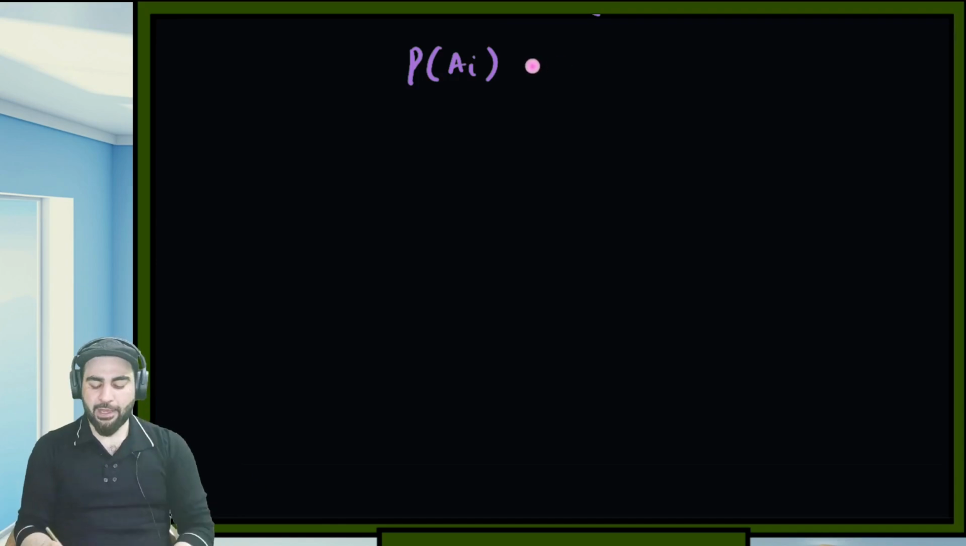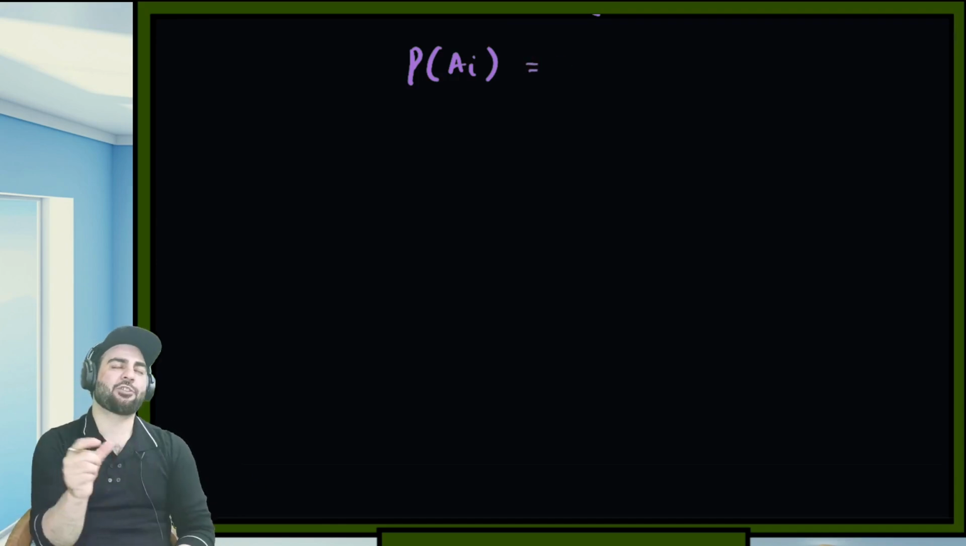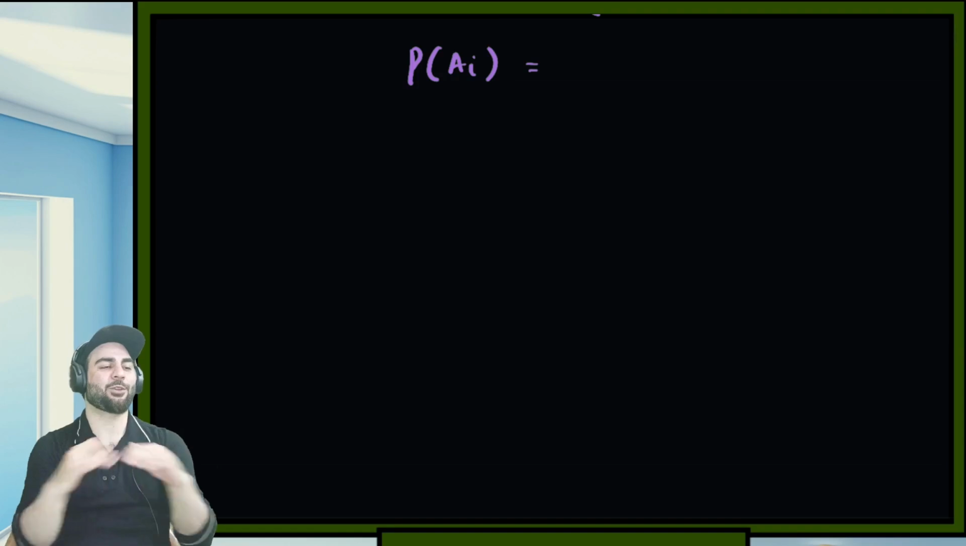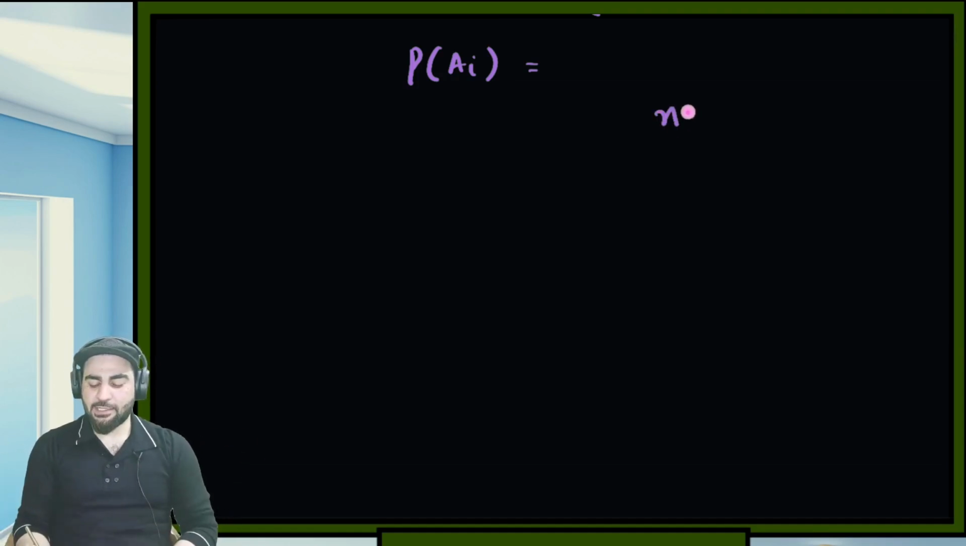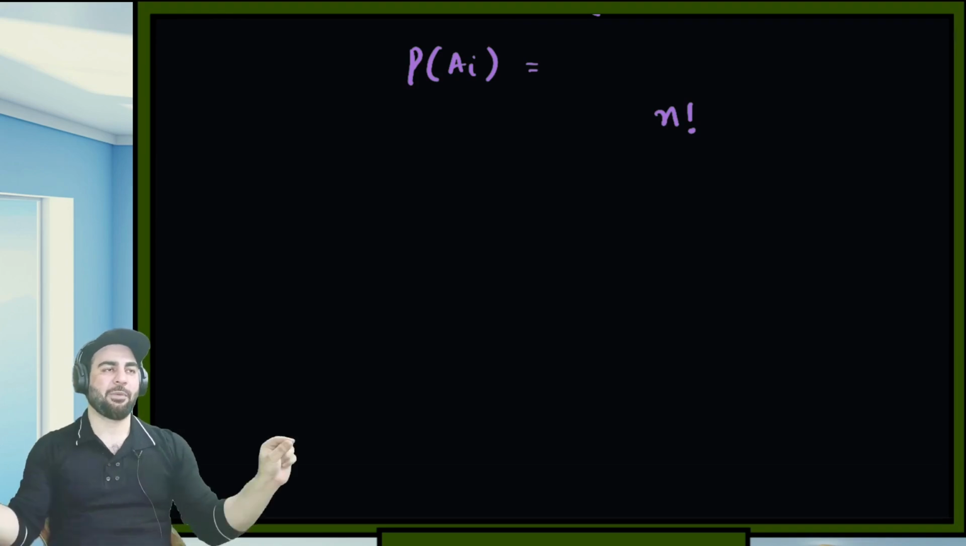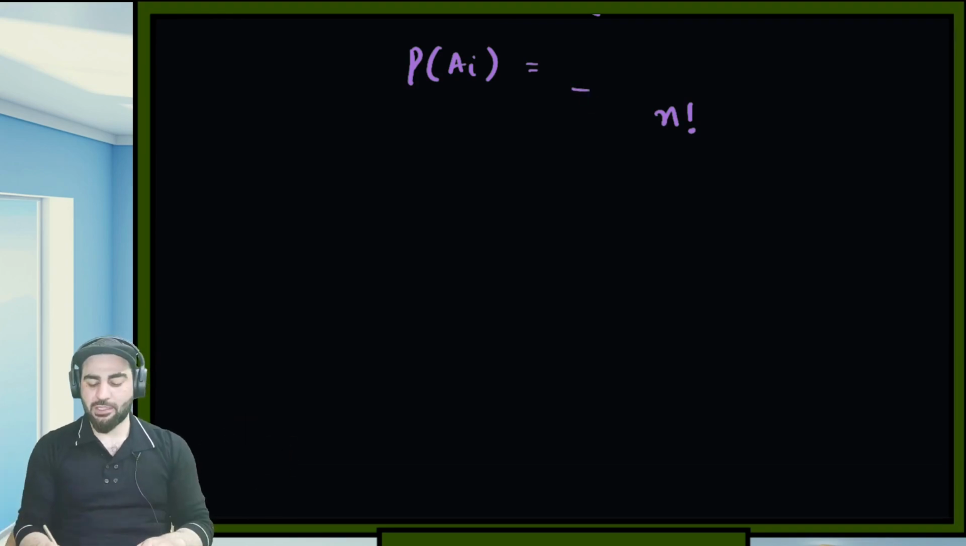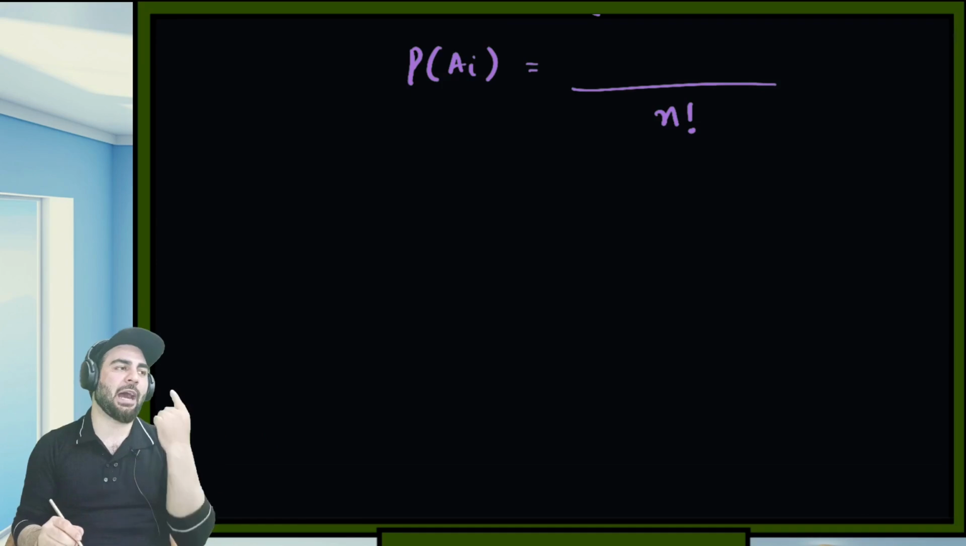The probability of Ai: if you see one card, the ith card should be at the ith place, and the other cards I don't care, however they are. That means the total ways to have these cards in some permutation is n factorial. So what is the probability that the ith card is at its own place?